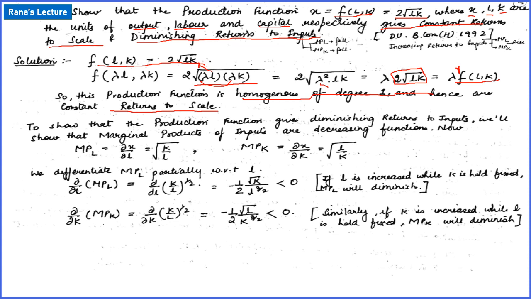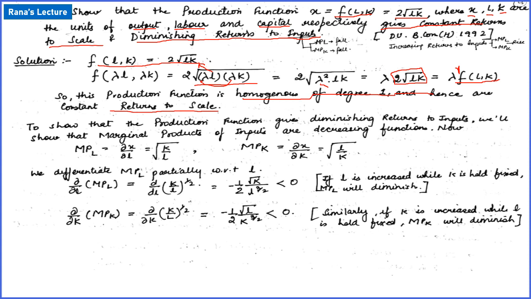You have to remember this, that the degree of the function helps us to find out: when it is 1, it will give us constant returns to scale. If it is more than 1, increasing returns to scale, and if it is less than 1, then it is decreasing returns to scale. Now the second part of the question is diminishing returns to inputs.